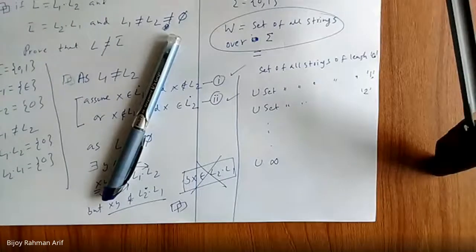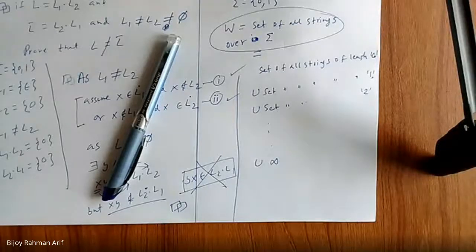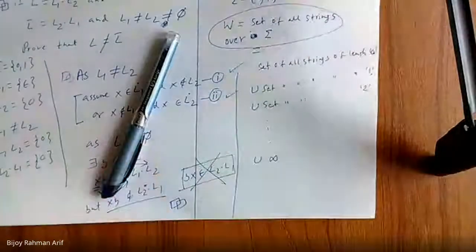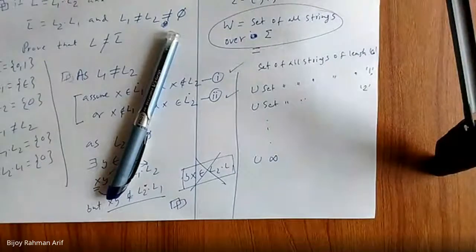Is it possible to have a string with a rational length? No, sir. String length is an integer. So we start from the 0 length string, then the 1 length string, then 2 length, then 3 length, up to infinite length strings. Then I will get all the strings. It's pretty clear, right?